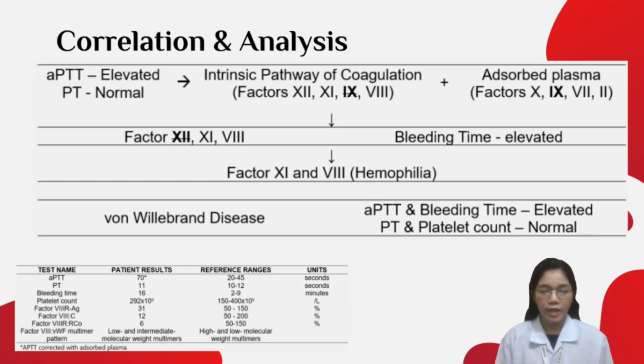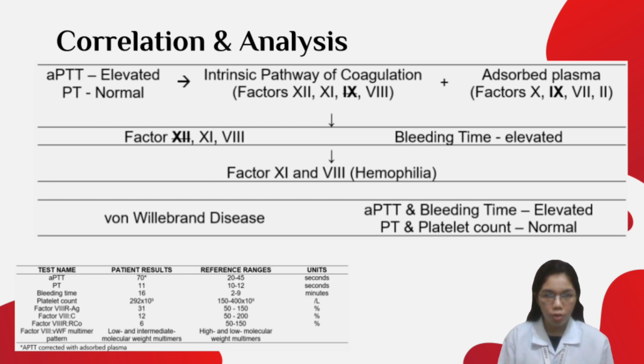For the correlation and analysis, the activated partial thromboplastin time is elevated, while the prothrombin time is within the normal value, which means that a possible problem is in the intrinsic coagulation pathway, including factors 12, 11, 9, and 8. But it is noted that the APTT is corrected using the adsorbed plasma, which will rule out the problem in factor 9 since it is absent in the adsorbed plasma, leaving factors 12, 11, and 8 as possible deficiencies.